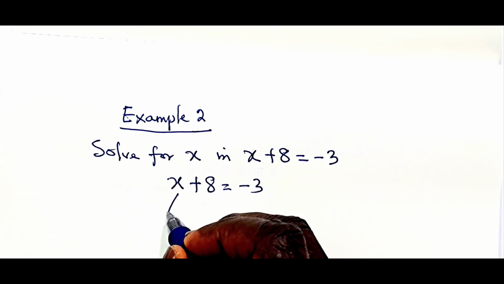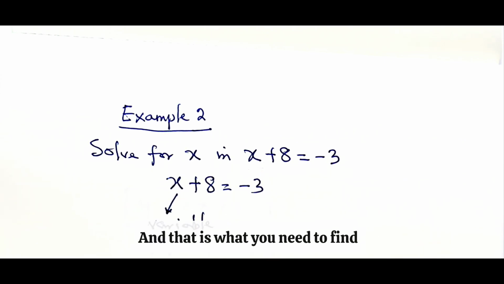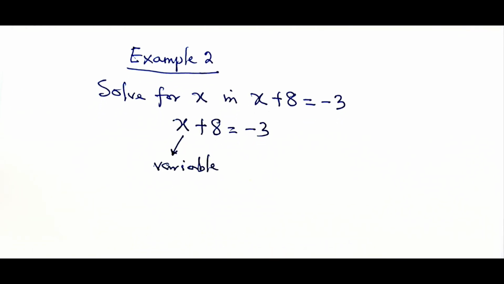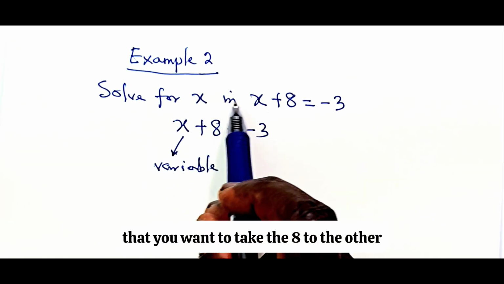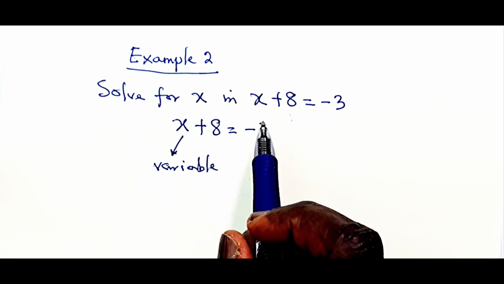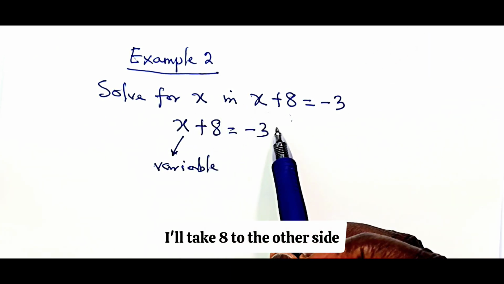This is your variable and that is what you need to find. So you're looking for a way to get rid of this 8, in the sense that you want to take the 8 to the other side to collect the like terms. I will collect the like terms, and if I want to do that, I'll take 8 to the other side.